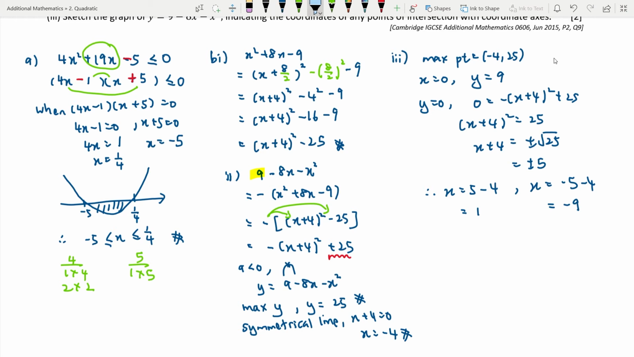Let's gather all the information. This graph has a crying curve. The maximum point is negative 4, 25. The y-intercept is 9, and the x-intercepts are 1 and negative 9. First, we draw the x-axis and y-axis.